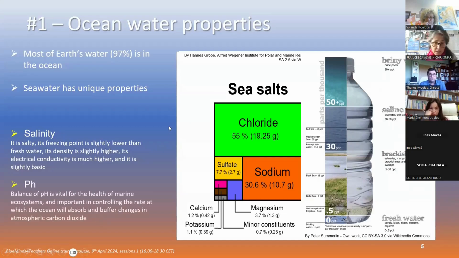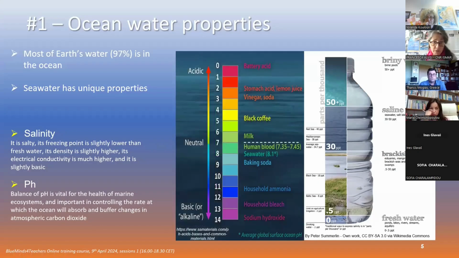Another important characteristic of the seawater is the pH, and here it is written not correctly. The pH is written like this, so this is my mistake, sorry. And the pH is a measure of the acidity or basic or alkaline characteristic of a liquid or of a substance. And we know that the seawater is around 8.1, so it is here. And this is very, very close to the human blood pH.